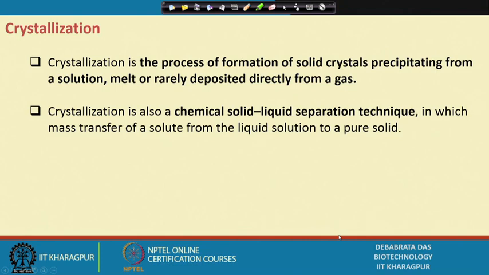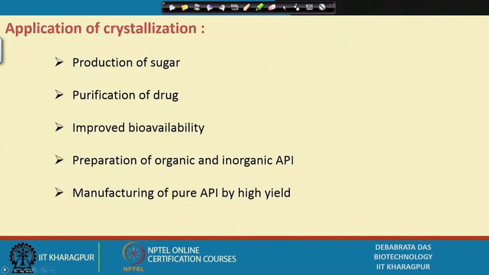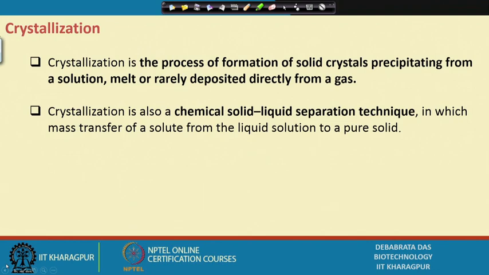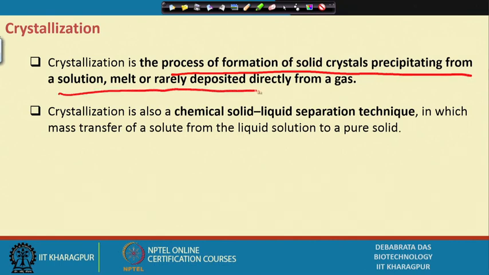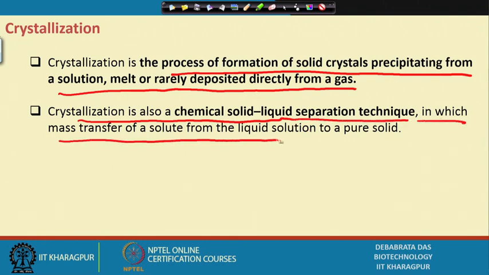The next is the crystallization process. When we get the concentrated citric acid, I told you that we reduce the temperature to about 10 to 20 degrees centigrade, then put it in a crystallizer where the crystals of citric acid separate out. So, crystallization is the process of formation of solid crystals precipitating from a solution or melt, or rarely deposited directly from a gas. Crystallization is also a chemical solid-liquid separation technique in which there is mass separation of the solute from the liquid solution into a pure solid.